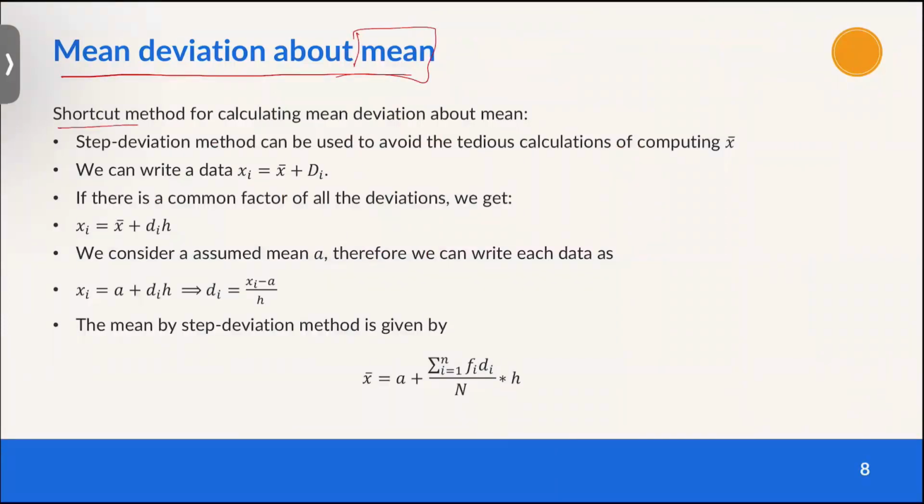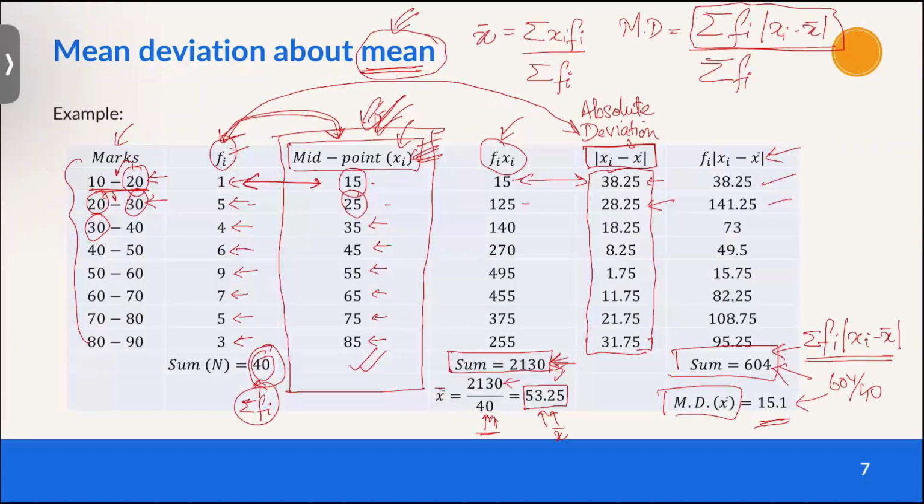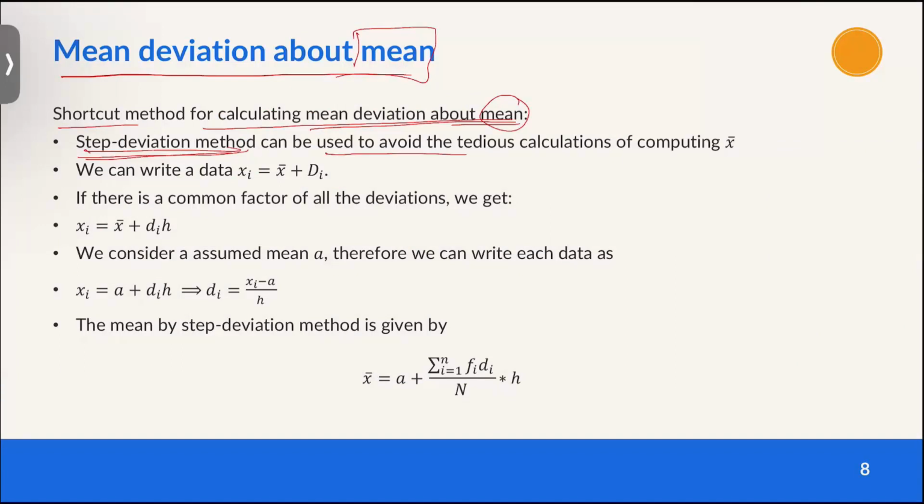So, the shortcut method for calculating the mean deviation about the mean. This method is known as the step deviation method. Okay. So how does this help? It is used to avoid the tedious computation of x bar. What is x bar? Mean. So it helps to calculate the mean easily.